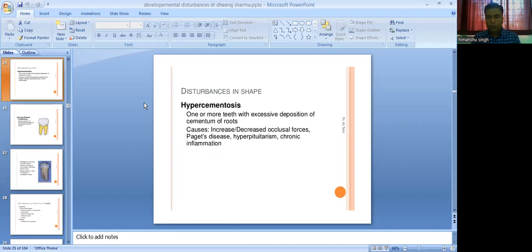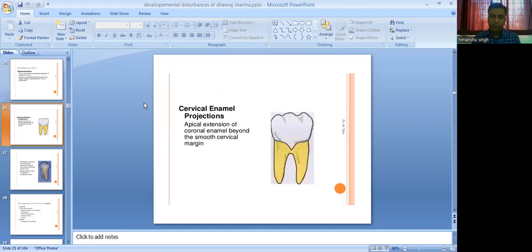Then we have hypercementosis, when one or more teeth show excessive deposition of cementum on the roots. Causes include increase or decrease of occlusal forces, previous disease, hyperpituitarism, and chronic infection. Then we have cervical enamel projections. It is the apical extension of the coronal enamel beyond the smooth cervical margin. As you can see in this photograph, here is the cervical enamel projection.